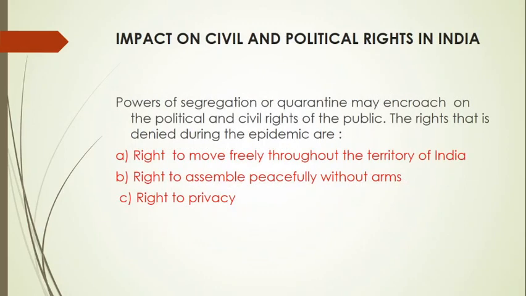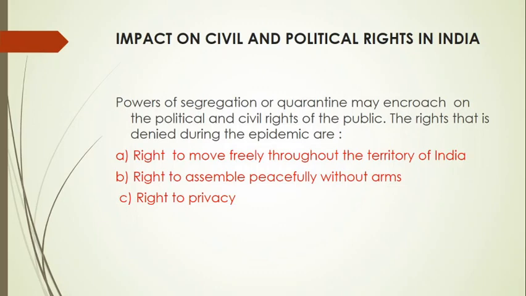What is the impact of the Act on civil and political rights in India? Powers of segregation or quarantine that the central government and state governments enjoy may encroach upon the political and civil rights of the public. As per the Act, the government can suspend some of the fundamental rights and the judiciary cannot interfere in this matter. Quarantine is a measure that adversely affects the fundamental right to move freely throughout the territory of India, and during the period, the state can deny the right to assemble.